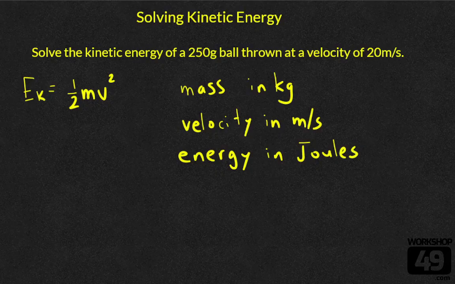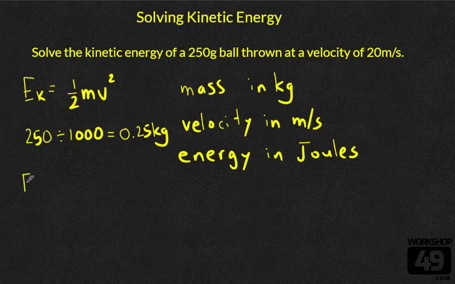Now you may have noticed there is a little shenanigan here already right from the very beginning, because I didn't give you the mass of the ball in kilograms, I gave it to you in grams. So you're going to have to convert that 250 grams into kilograms. You need to divide by 1,000. That's going to give you 0.25 kilograms. If you forget that step, you're going to end up with an energy that is way, way bigger than it should be. Now it's in kilograms, velocity is in meters per second.